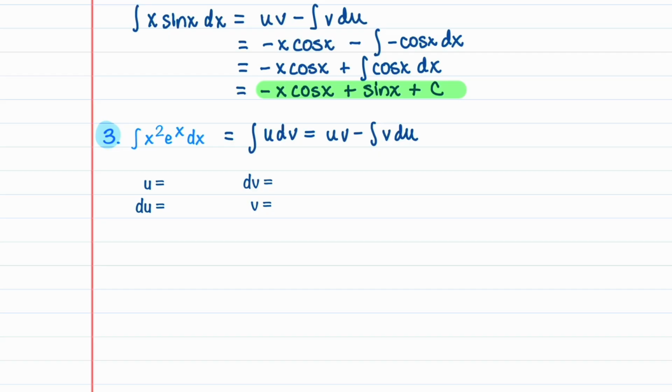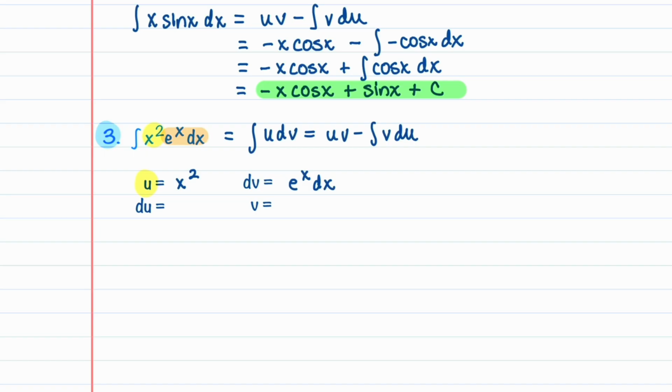I always tell students that if you write that formula every time, it will help you memorize it. We're going to start by choosing u. If possible, we want to choose u to be the function that when differentiated, it eventually becomes 0. And that function, in this example, is going to be x squared. So u is x squared, and then dv is whatever is left. In this case, that is e to the x dx.